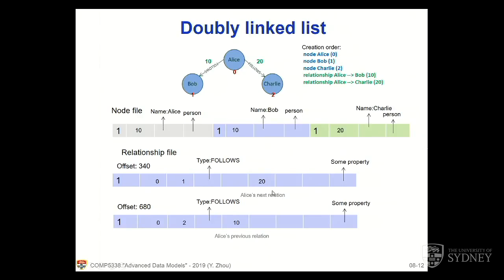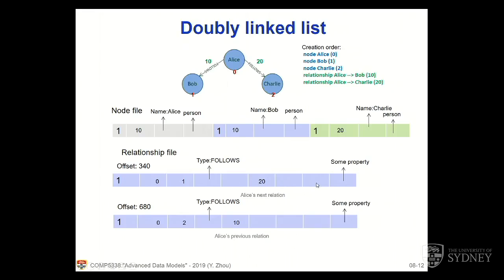And also, because this is the first relationship of Charlie, we need to add a link here, so Charlie is able to find all its relationships starting from a single one. So we put 20 here. Now Charlie's node record is also complete. It has its first relationship, its property, and a pointer to the labels. So that's what the records look like for this simple example.